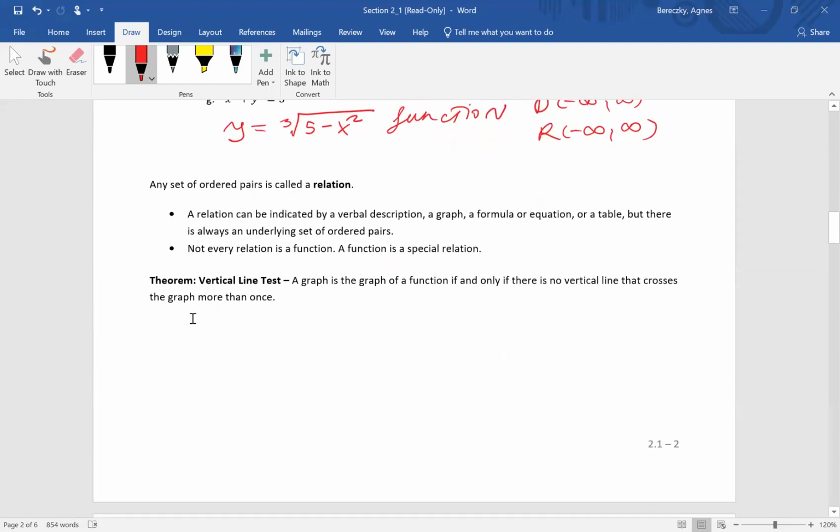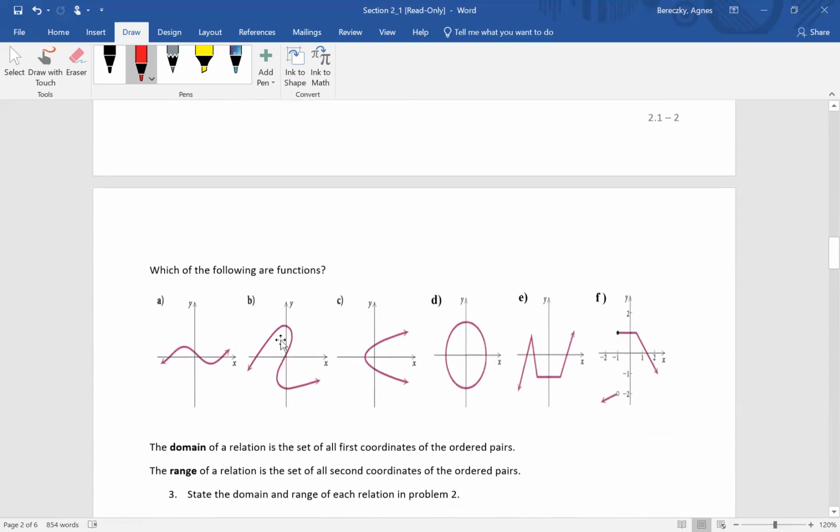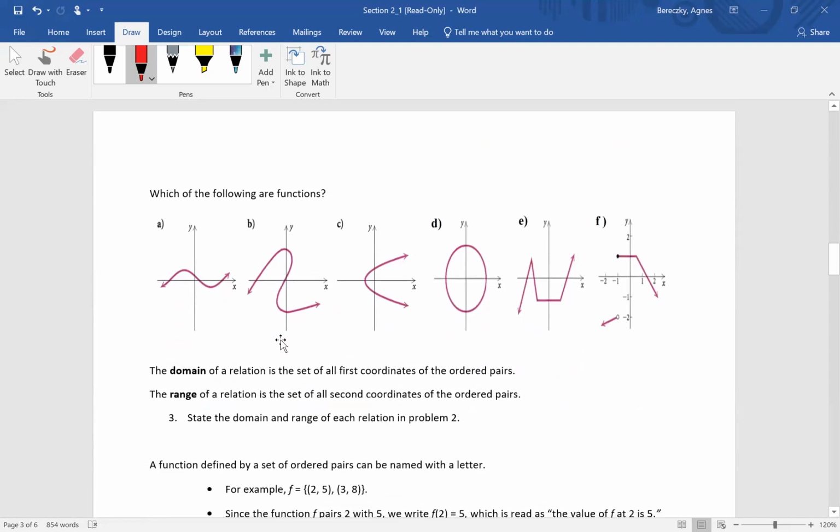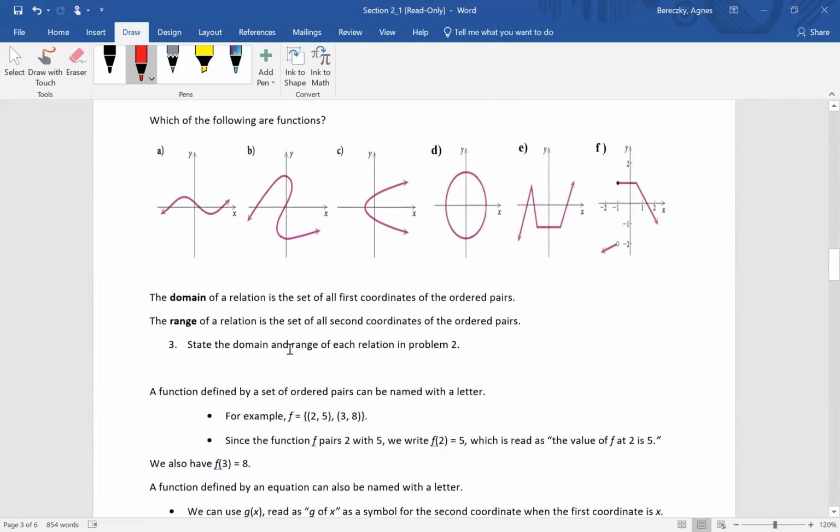We also have the theorem of the vertical line test. A graph is a graph of a function if and only if there is no vertical line that crosses the graph more than once. So if we look at some graphs, and if I start drawing vertical lines, and it's only crossing my graph at one point, that means this graph represents a function.